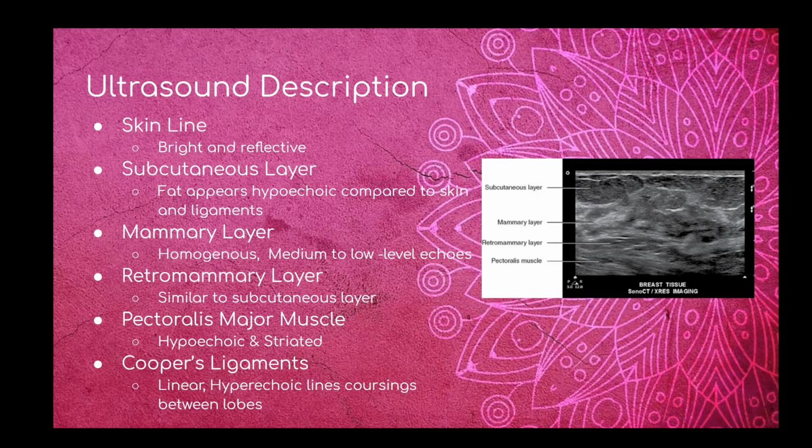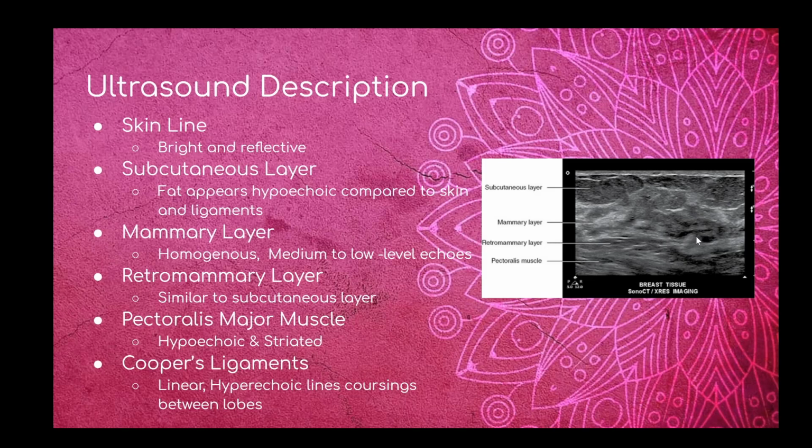Speaking of the glandular layer, we're down to the mammary or glandular layer. That usually is going to have a homogeneous look to it, with medium to low level echoes. Now, we had already mentioned in a previous chapter the fibrocystic condition, and this is where we're going to see a little bit more heterogeneity in that mammary layer. We're going to see lots of cysts and bright fibrous tissues running through it. So in your normal non-fibrocystic breast, with maybe a little bit older patient, we're going to have a very homogeneous appearing mammary layer.